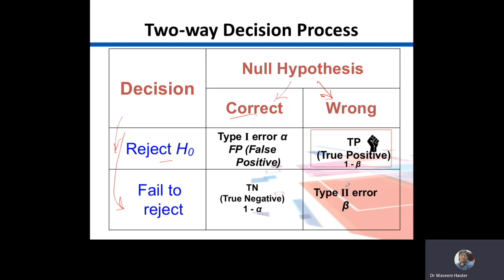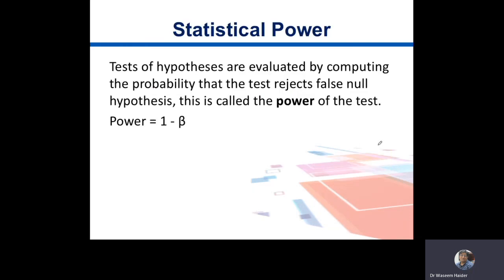Beta is type 2 error. That is, the null hypothesis was wrong, but we failed to reject that. So we were not able to reject a null hypothesis that was wrong. So that's our type 2 error or beta. So that's our weakness. What is our power then? Power is 1 minus beta, 1 minus the weakness. So power is power to reject. Tests of hypothesis are evaluated by computing the probability that the test rejects a false null hypothesis. This is called the power of the test. Power is 1 minus beta. It's power to reject.